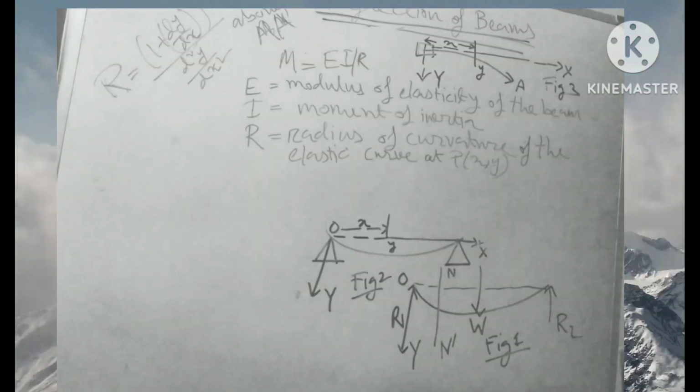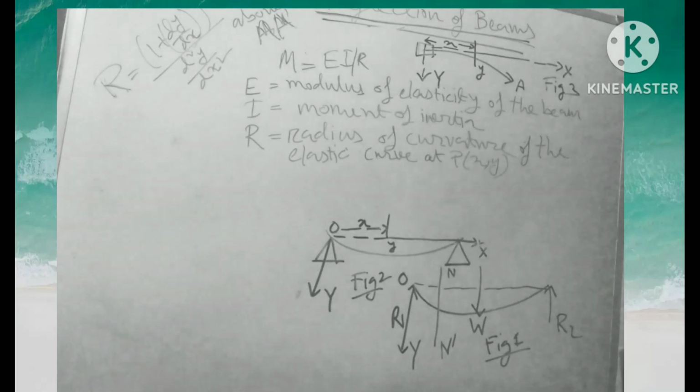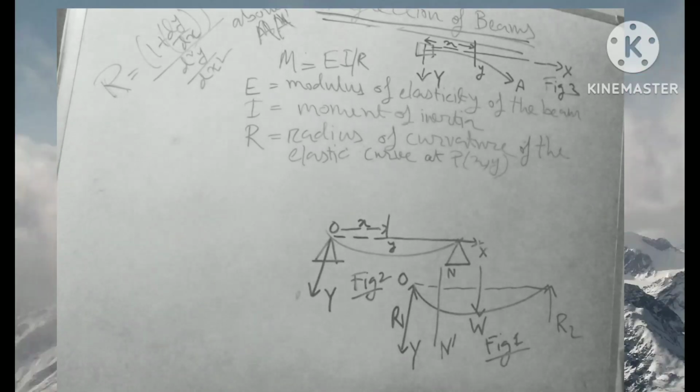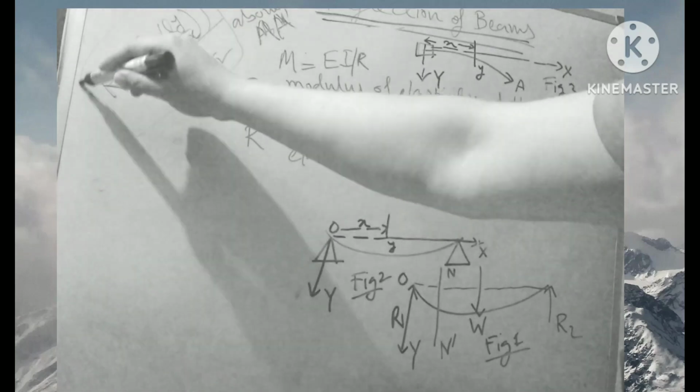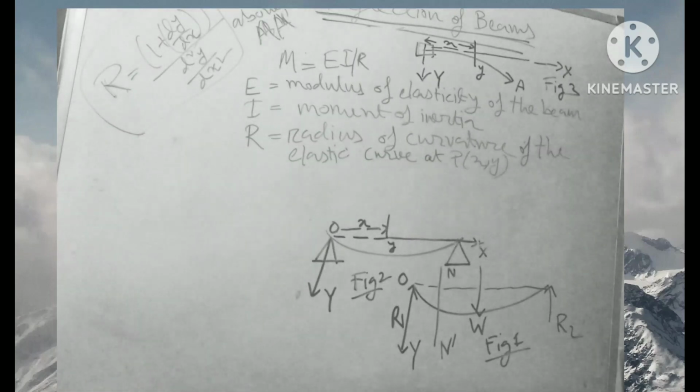So friends, M equals EI by R. This formula is the Bernoulli-Euler law, where E equals modulus of elasticity of the beam, I is the moment of inertia, R equals the radius of curvature of the elastic curve at P(x, y), and M equals the beam moment about A dash, the neutral surface. Now R equals (1 plus (dy/dx) whole squared) to the power 3 by 2 divided by d square y by dx square.